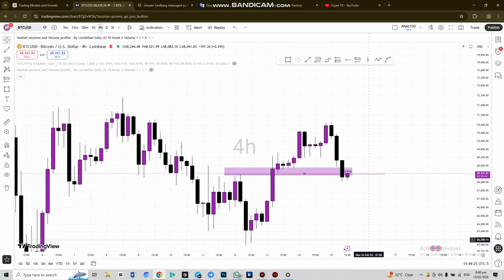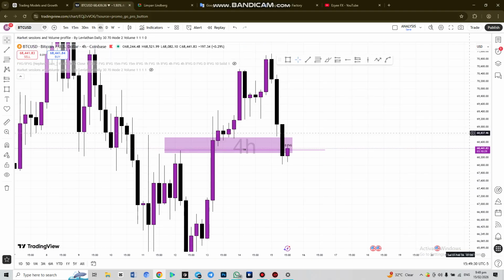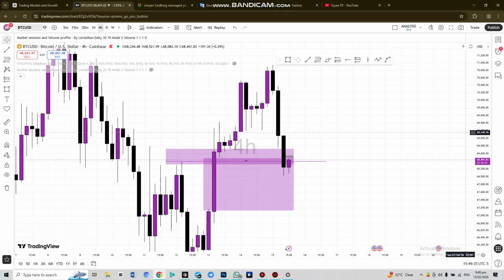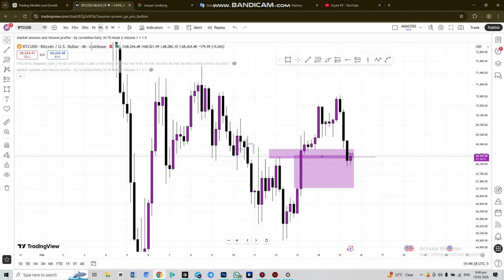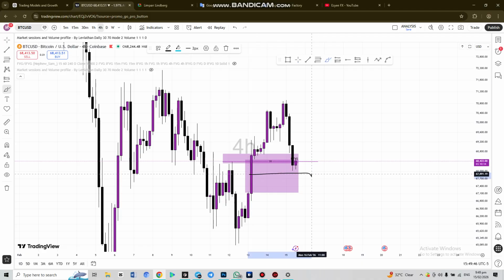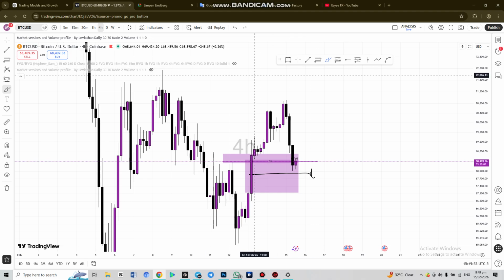Now on the 4-hour time frame, what do you have? You have this fair value gap. On the fair value gap here, I want price to come to the 50% of this fair value gap, then move up. That is what I'm expecting. I want price to come to that 50% of the fair value gap, then move up.